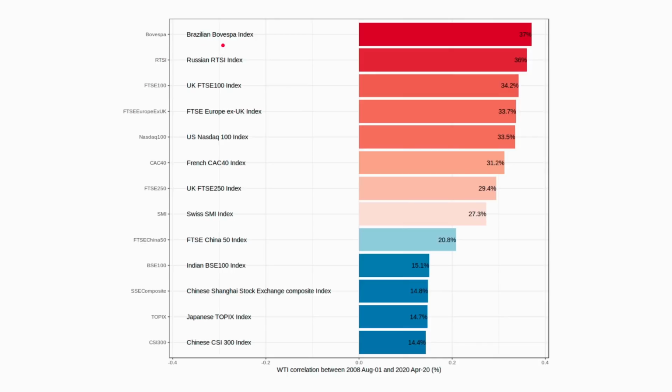So that would be Brazil, Russia, and the UK. And quite surprisingly, the Nasdaq 100, which is thought of as a tech index, also has a fairly high correlation to the price of WTI. The countries which have the least exposure are China, Japan, and India.